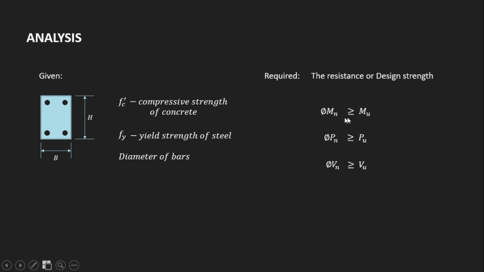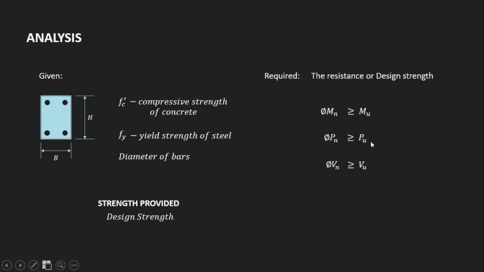And dapat it should be greater than or equal to Mu para sa phi Mn. And para naman sa phi Pn, that should be greater than or equal to Pu naman. And para sa phi Vn naman, that is also greater than or equal din dapat sa Vu. So itong phi Mn, phi Pn, and phi Vn, ito yung strength provided natin. Ito yung dahil sa material natin, anong dimension natin, anong bakal na ginamit, diameter, ano yung Fc prime, Fy. So yan yung strength provided.